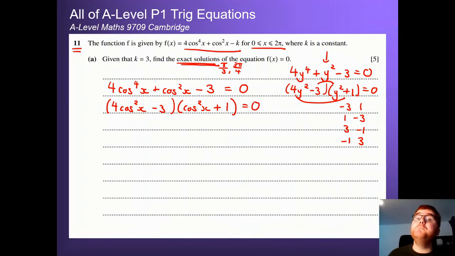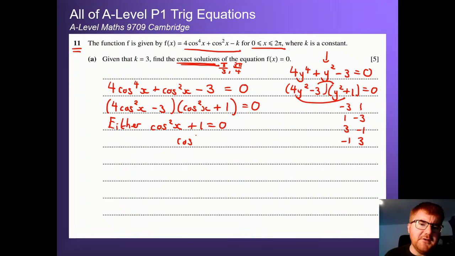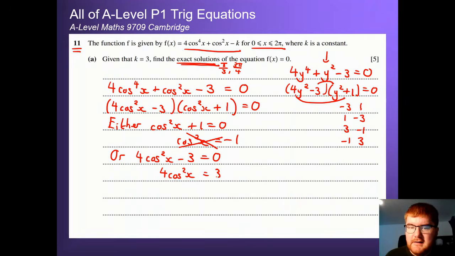And so if two things multiply to give you 0, then either cos squared x plus 1 is equal to 0. Well, that's not going to work out because if we minus 1 from both sides, notice we can't square root here. Square root of minus 1 gives us imaginary solutions, so this doesn't work. So the only solution will be this 4 cos squared x minus 3 is 0. We add 3 on both sides, then divide by 4, giving us this here.